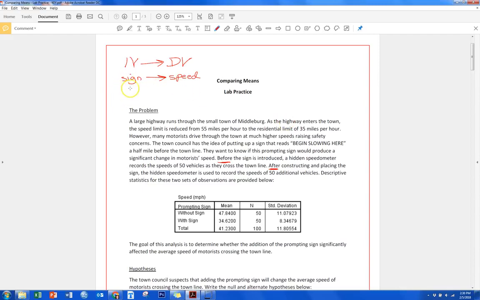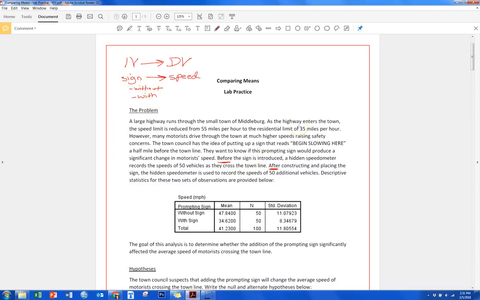So we have before and after. So with the sign and without the sign, that is our independent variable. It has two levels. We have a without condition measured first, and we have a with condition measured second. So we have an independent variable with two levels, without and with, and one dependent variable, which is speed, which is measured in both conditions. This is an experimental design because the independent variable is being manipulated by the experimenters.